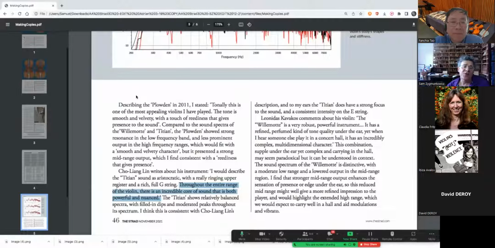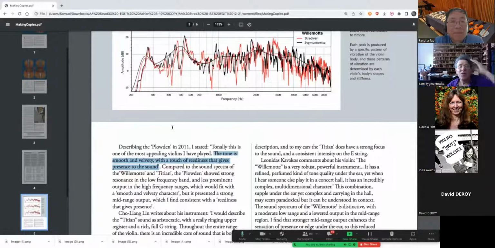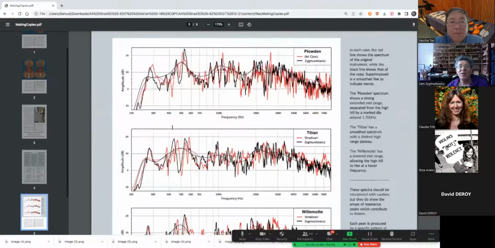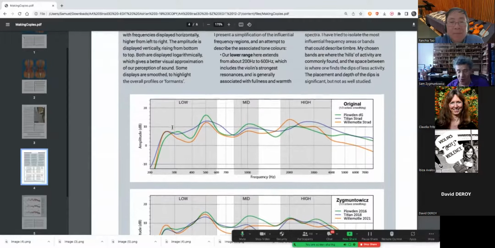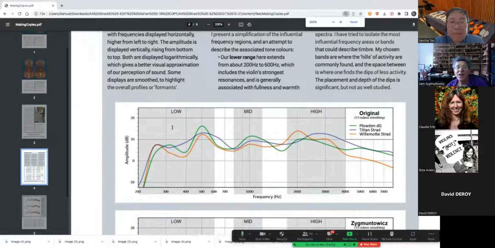I used my own description of the Plowden, so this is my opinion. The tone is smooth and velvety with a touch of reediness that gives presence to the sound. That's what I said in 2000 and whatever when I was writing the article about it. When I look at the spectra, we can go to the spectra of those instruments, so why don't we do that? Do I have them separately? Yeah, well, these are one-third octave smoothings of the spectra of those three violins.